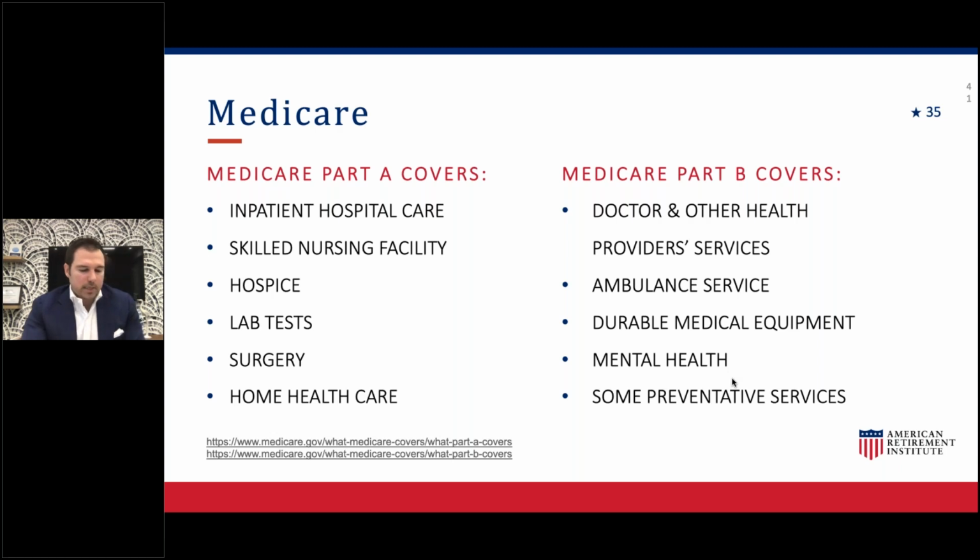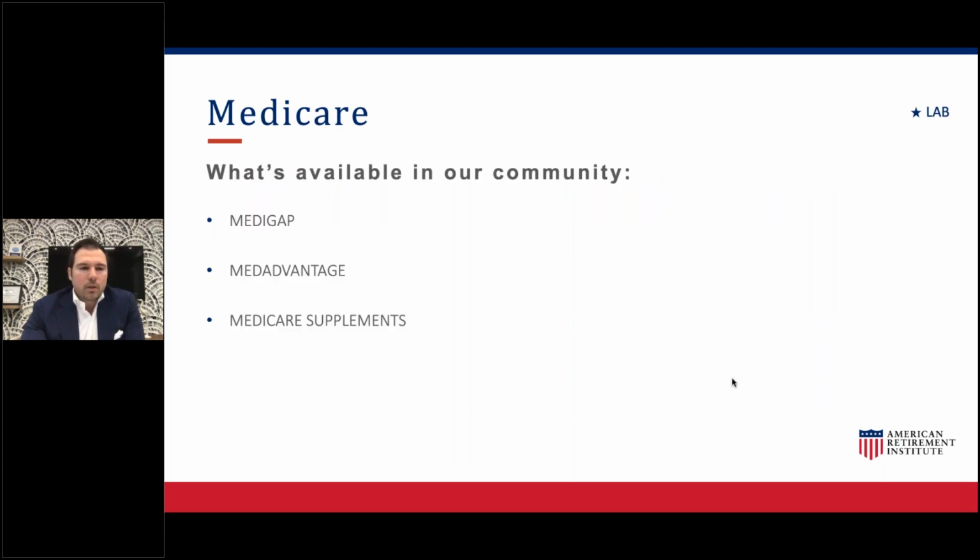So any medicines you're taking, those are going to be covered by Part D, and those are supplements that you're going to want to sign up for if you haven't already by the time you turn 65, if you're not already covered on another health plan. As soon as you retire and you're off of that company health plan, you're going to want to get on Medicare and get on these supplements. Medigap, MedAdvantage, Medicare supplements. That's a Part B and Part D we just talked about.